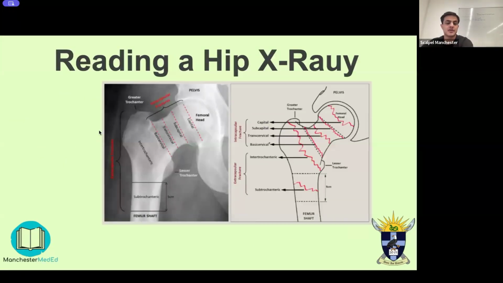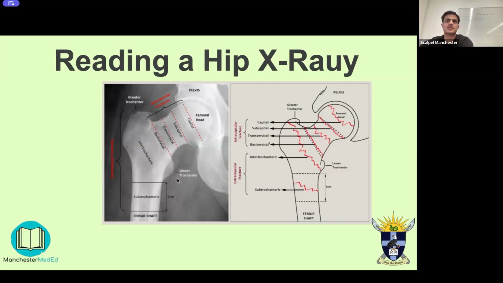So, reading a hip X-ray. On the top we've got our greater trochanter and our lesser trochanter. This is a right-sided femur. We've got our femoral head, and what's really important to notice here is our greater trochanter and lesser trochanter, and then we've got our intertrochanteric line as well.